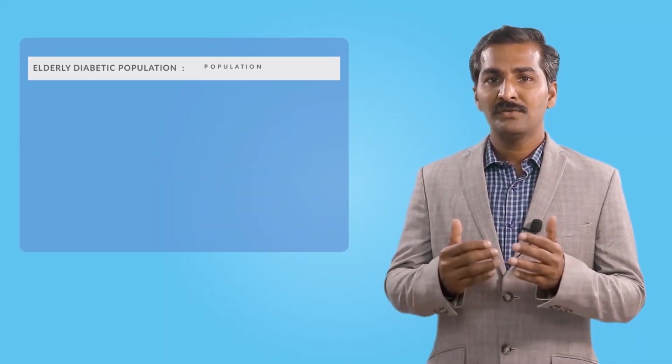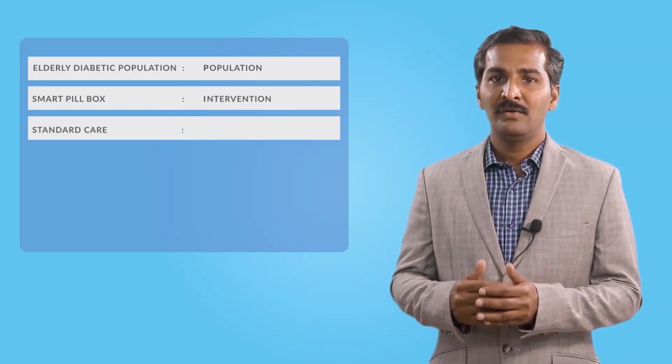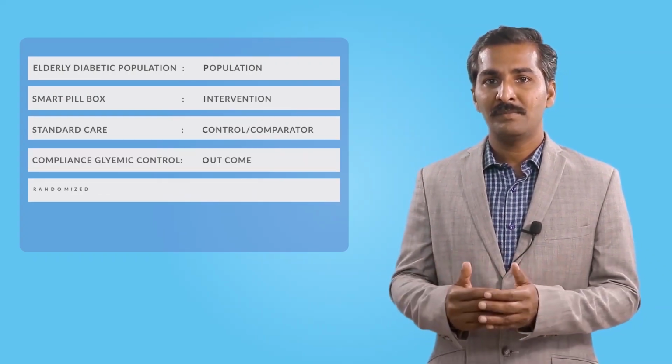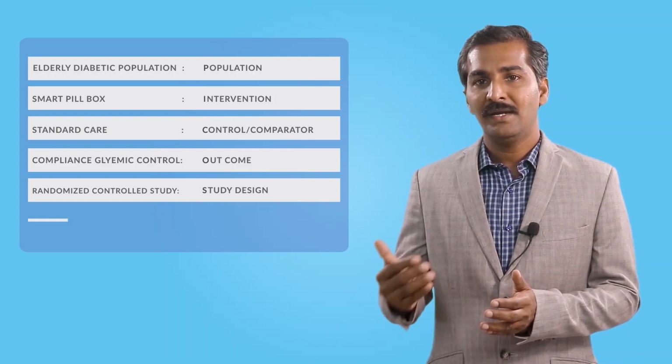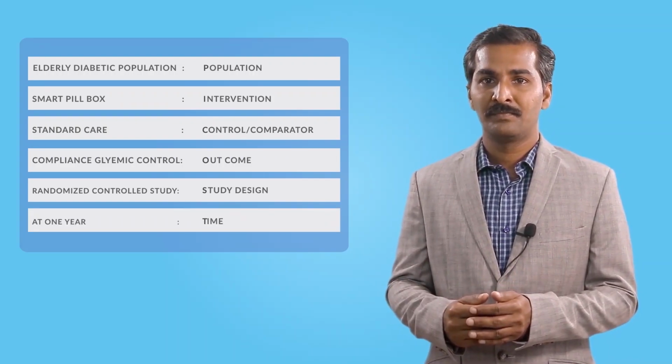For example, I want to conduct a study to see among elderly diabetic population using a smart pill box as compared to the standard care will lead to better compliance and better blood sugar values at the end of 1 year using a randomized controlled study.